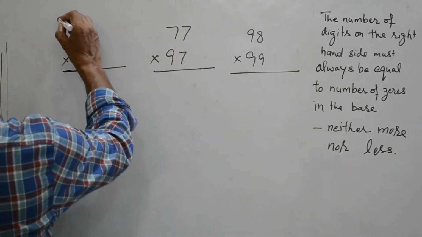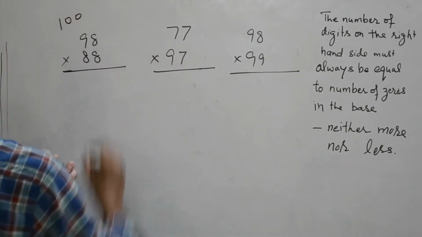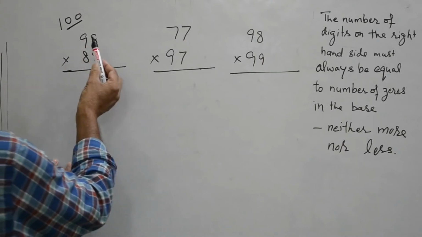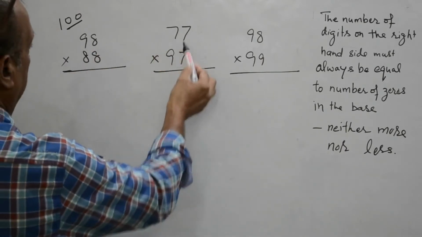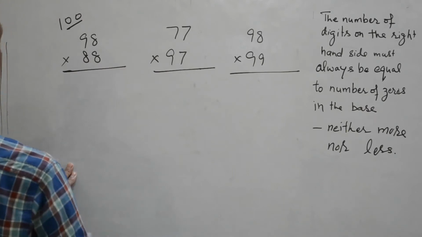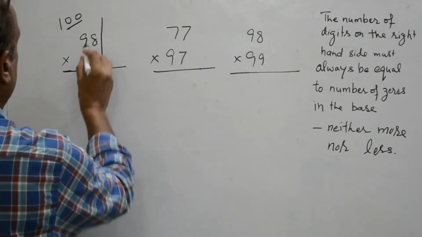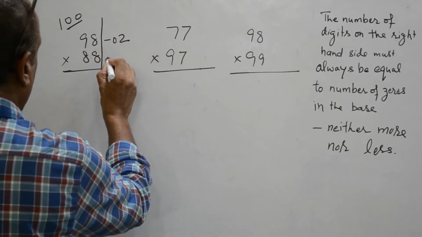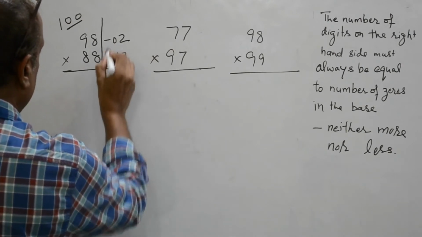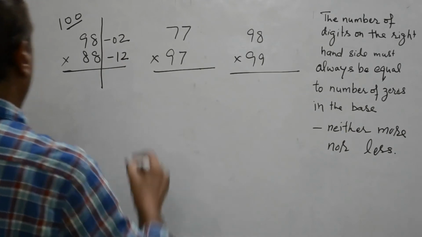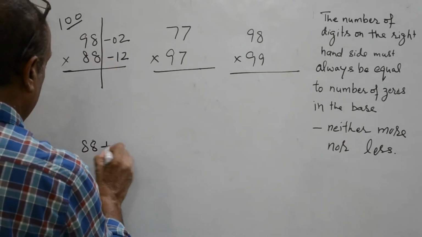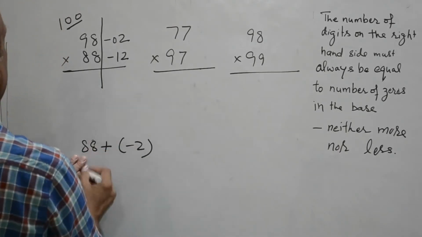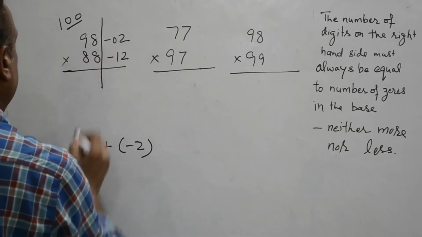Now here again the numbers are near the base 100, and there are 2 zeros in the base, and the second thing is all the numbers are smaller than the base. So 98 is 2 less than the base, 88 is 12 less than the base. So we are putting a minus sign over here. 88 plus minus 2. So 88 minus 2 means we are to deduct 2 from this 88, it is 86.